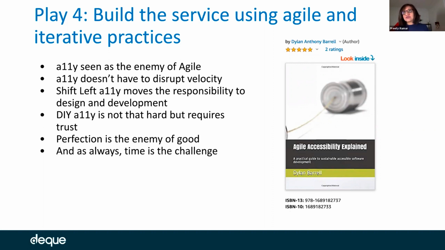Here's the next point. When I'm talking about Agile and iterative practices, when you're talking about DevOps and CI/CD, meaning you've got to build it into your pipeline, you want your builds actually failing when you find an accessibility defect, but you don't want to do it separately.